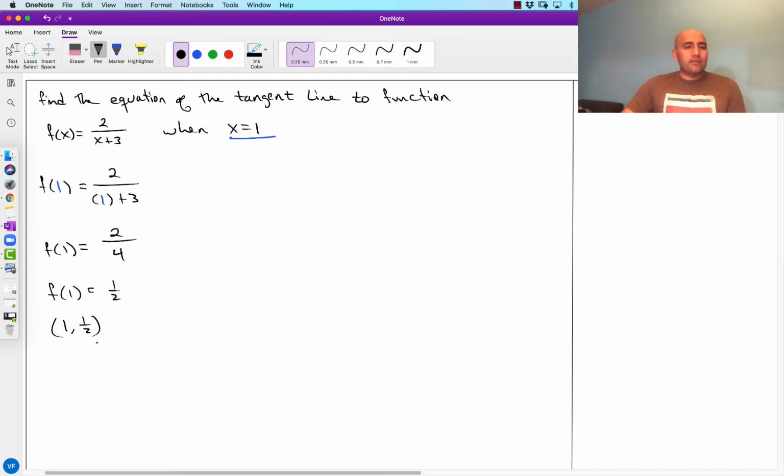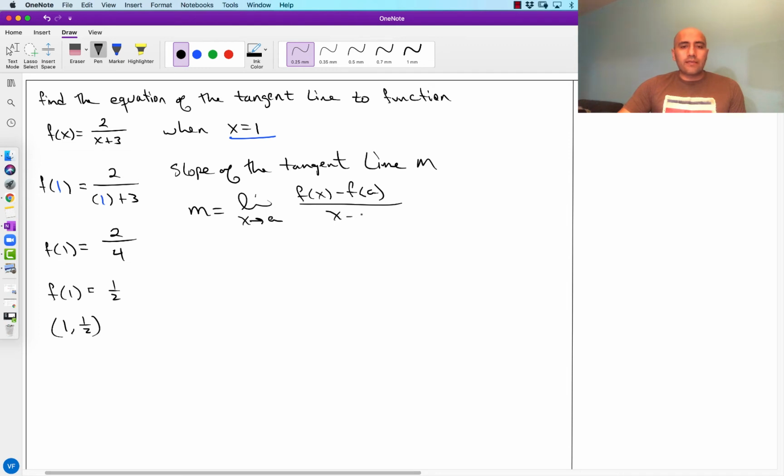Next, we need to find the slope of this tangent line using our new formula. The slope of the tangent line m has a couple of different formulas we can use. One of them is the one we used earlier: m is equal to the limit as x approaches a of f of x minus f of a, all over x minus a. For us, a equals 1, so m equals the limit as x approaches 1 of f of x minus f of 1, divided by x minus 1.